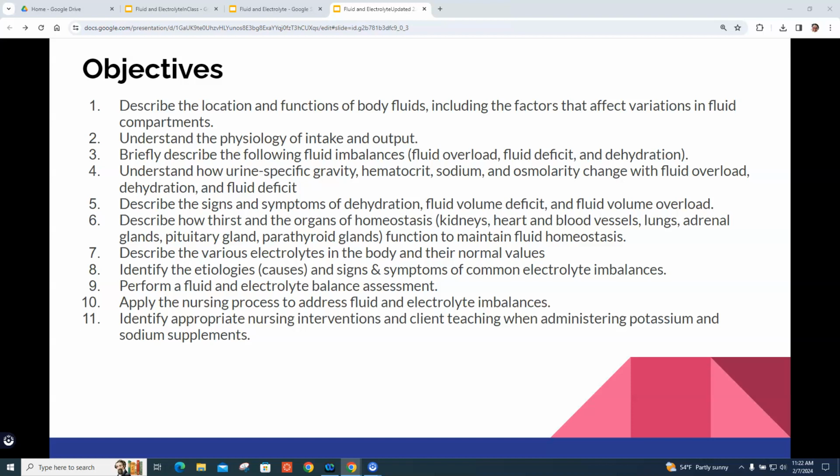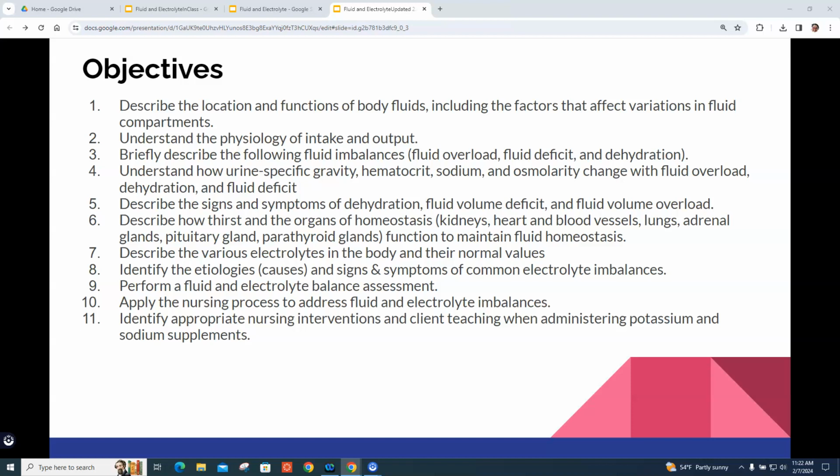Understand how urine-specific gravity, hematocrit, sodium, and osmolarity change with fluid overload, dehydration, and fluid deficit. Describe the signs and symptoms of dehydration, fluid deficit, and fluid volume overload. Describe how thirst and organs of homeostasis, for example, kidneys, heart, blood vessels, lungs, adrenal glands, pituitary, parathyroid glands, function to maintain fluid homeostasis.